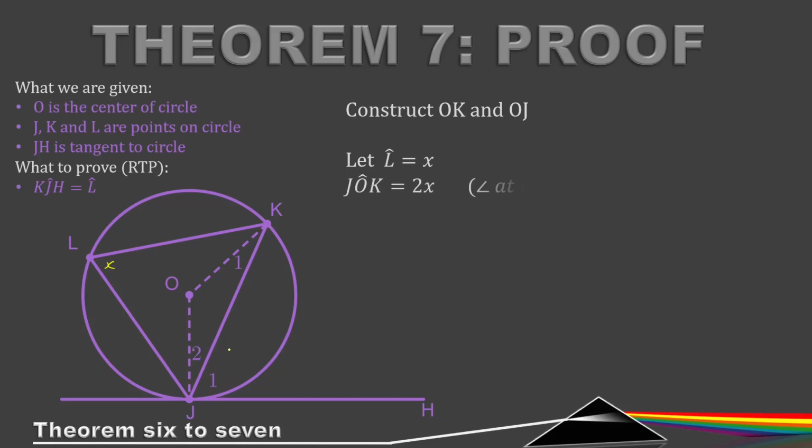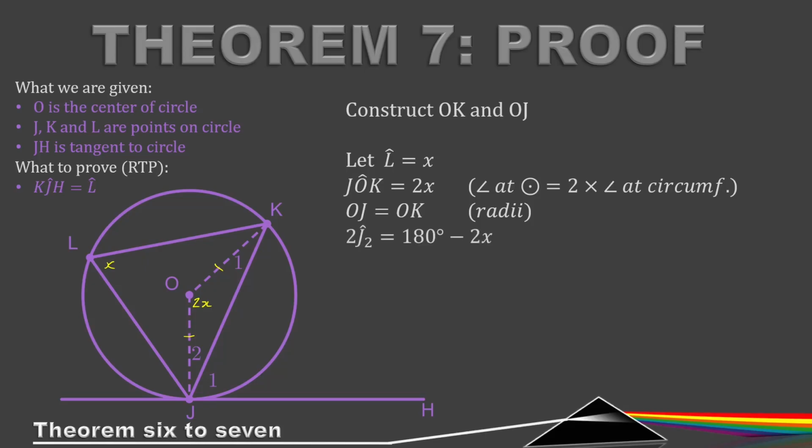Next we say that JOK is 2X, because the angle at the center is 2 times the angle at the circumference. But OJ is equal to OK because they are radii, which means that those two angles, J2 and K1, are equal. Although we're not explicitly going to say that, this statement comes from saying that J2 plus K1 plus 2X is equal to 180, angles of a triangle, and then replacing K1 with J2 and solving for J2.